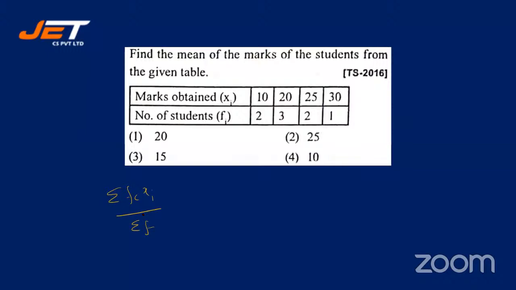Yes. Quickly do it and give me the answer. I'm sure this takes more than 30 seconds. I'm giving you time to work it out, but don't take too much time. You just have to multiply 10 into 2 plus 20 into 3 plus 25 into 2 plus 30 into 2, divided by your number of students. All right, let's see how many are giving me the answer.